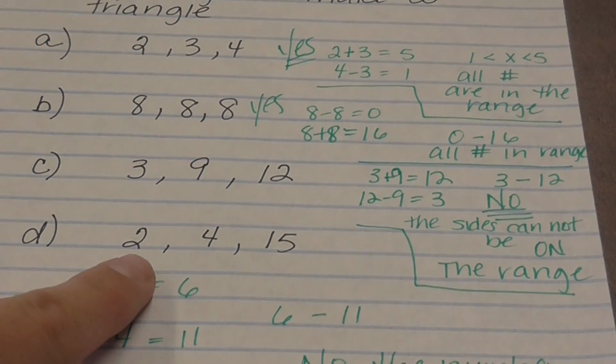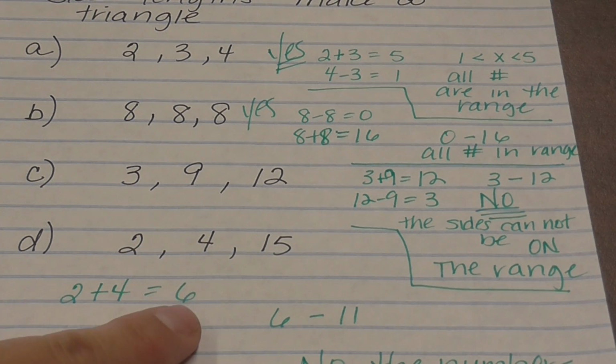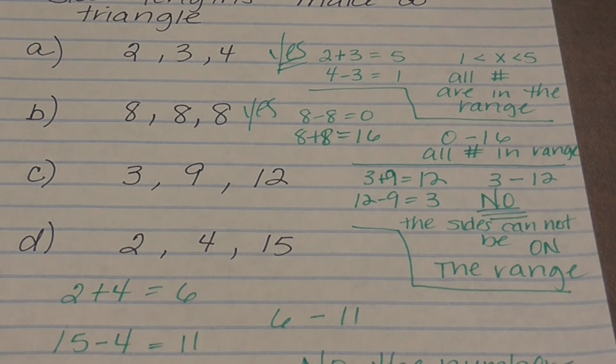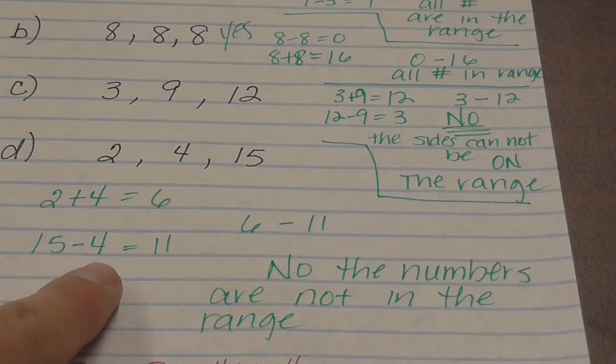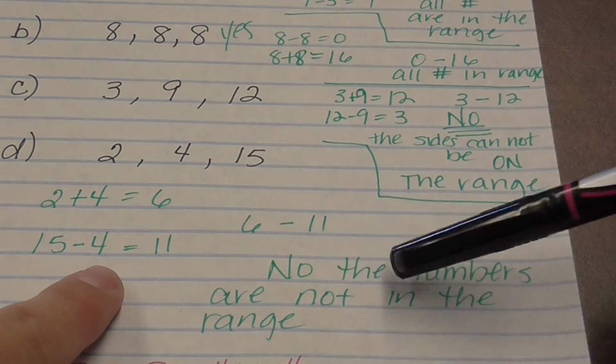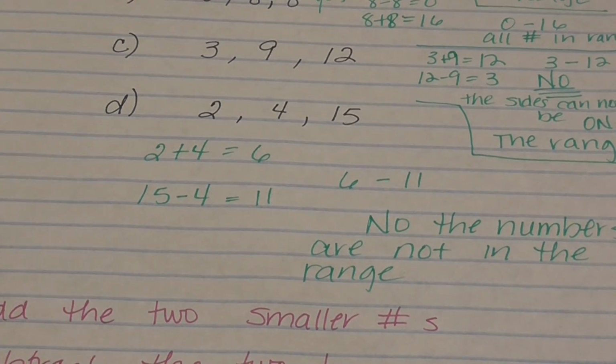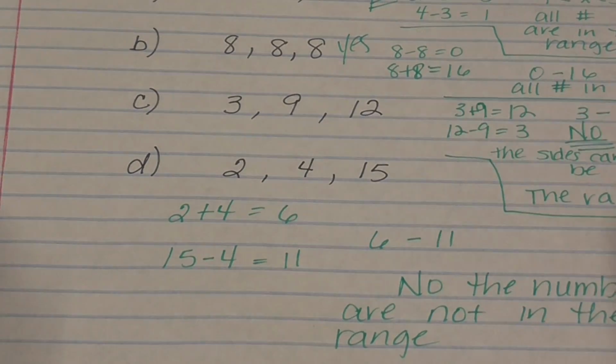And last but not least, 2, 4, and 15. I would add 2 plus 4, get 6. So that's the bottom end of my range. And then 15 minus 4 is 11. So anywhere between 6 and 11, the numbers are not in the range. It will not work. Okay? So these cannot make a triangle.